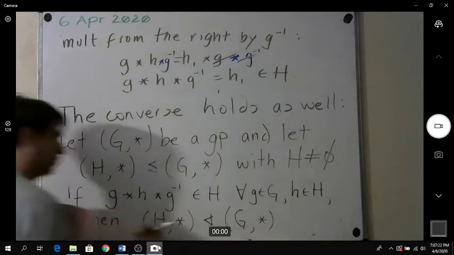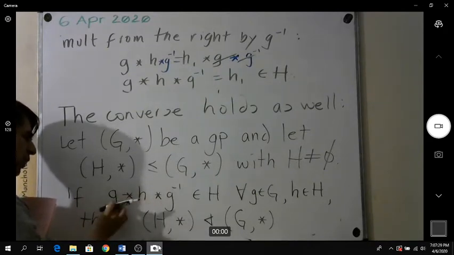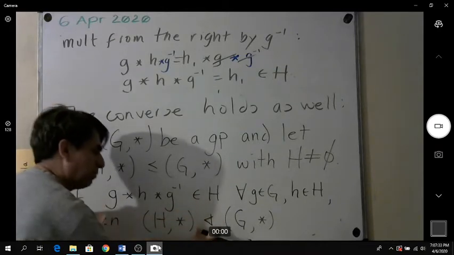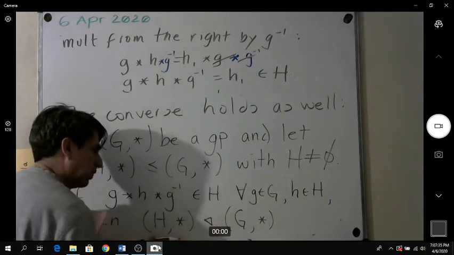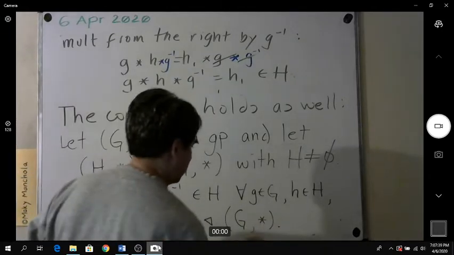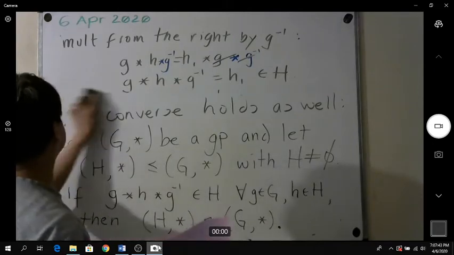Okay. This is a very useful criterion. If you're able to show that for any two elements, G and H, this expression belongs in H, you have proven that H is a normal subgroup of G. So let's write a proof sketch of this. Let's see why this is the case.